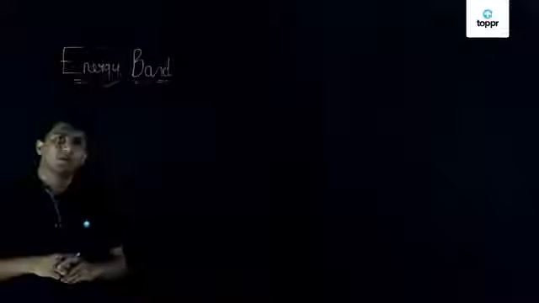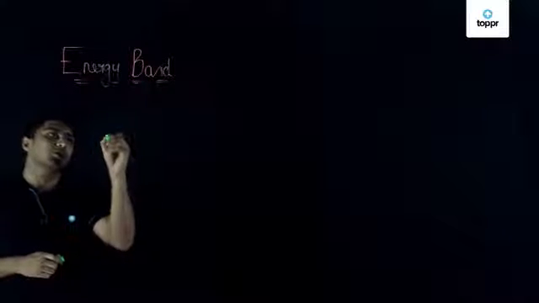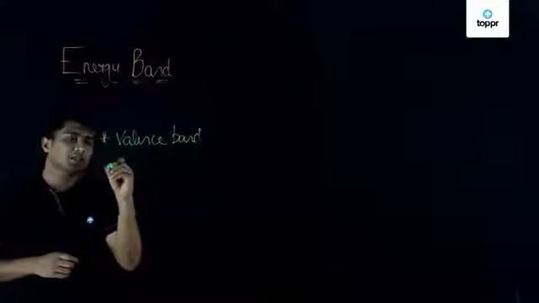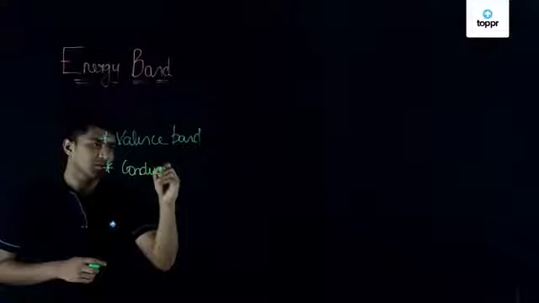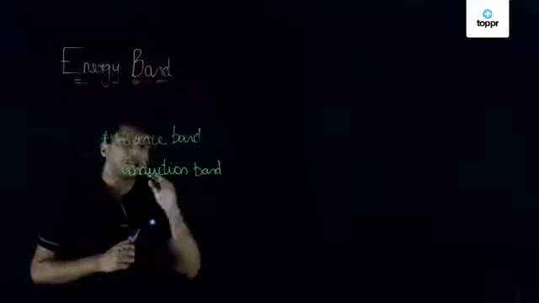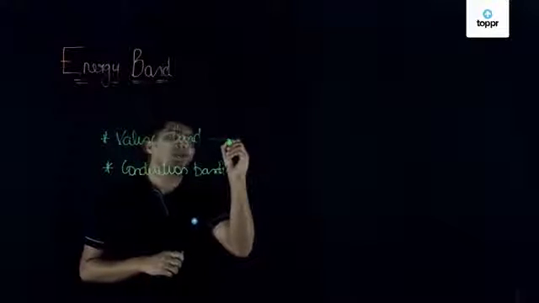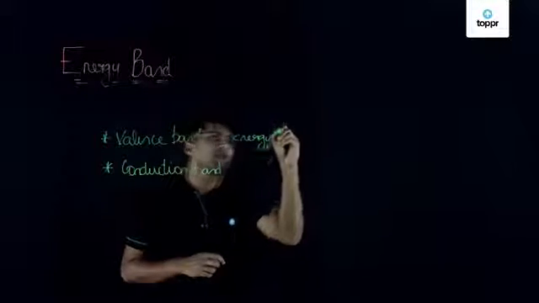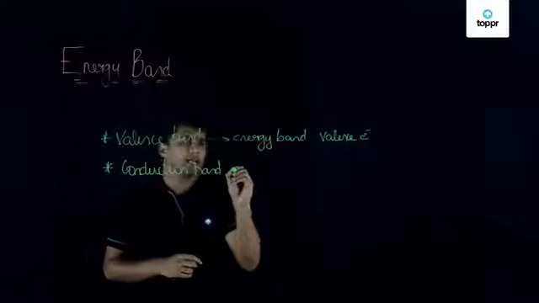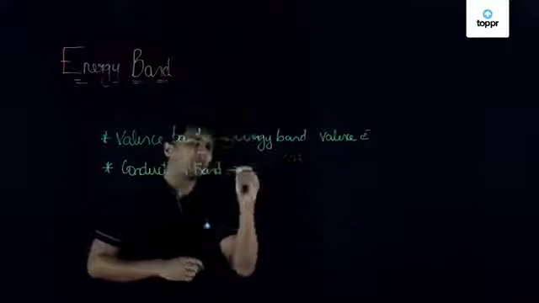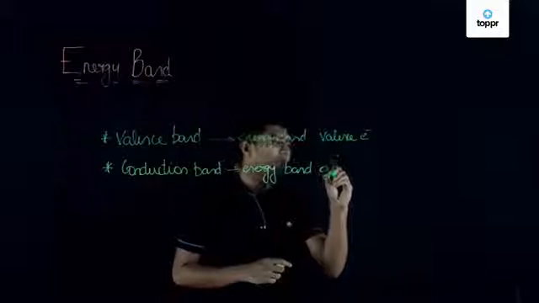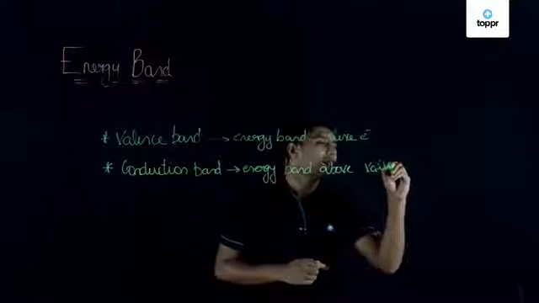then it forms an energy band. So basically, when we are discussing energy band, we are supposed to discuss the valence band and the conduction band. So what are the valence band and conduction band? The valence band is nothing but the energy band where you can find valence electrons. And the conduction band is nothing but the energy level just above the valence band. The energy band above the valence band is called the conduction band.